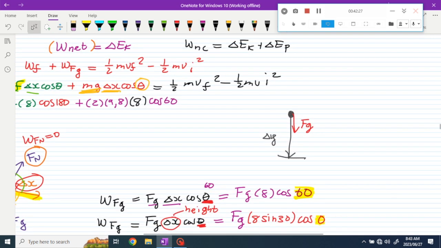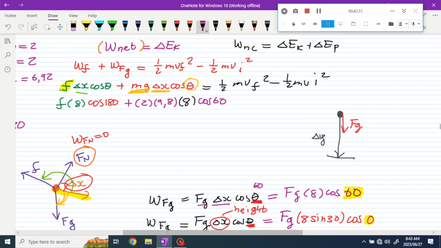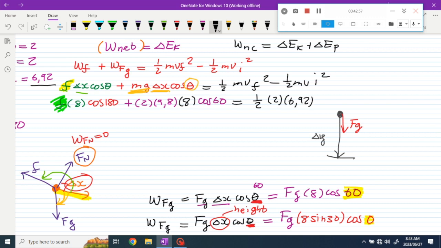Okay, so coming back to the actual problem, our goal was to find the value of friction. I plugged in one version of calculating the work done by Fg, and what is missing now is everything on the right hand side. So what am I going to do? I'm going to plug in half, the mass is 2. Make sure you use the correct final velocity. The final velocity is this 6,92, not the 2. So we plug in 6,92.